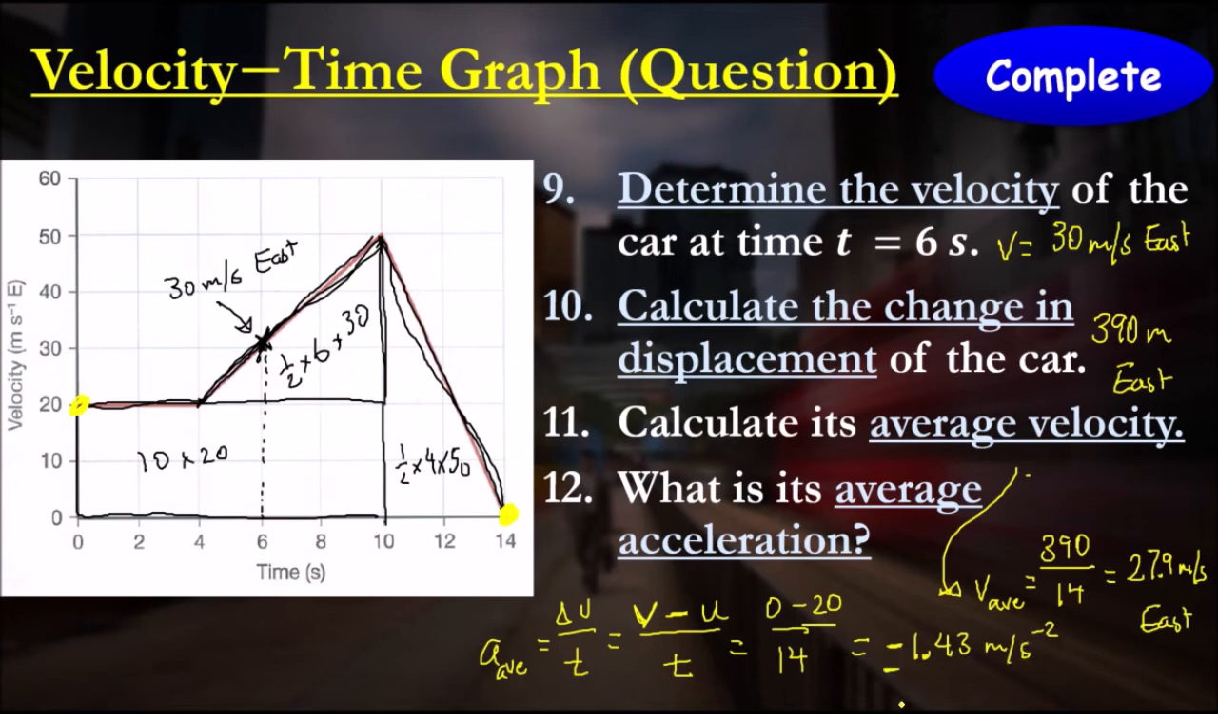Now, what does this negative imply? It means that on average, we have accelerated in the opposite direction of where the car was going on this chart. So we can say it accelerated 1.43 meters per second squared. Oh, we don't need the negative there. West. And that would be the average acceleration of this moving car.